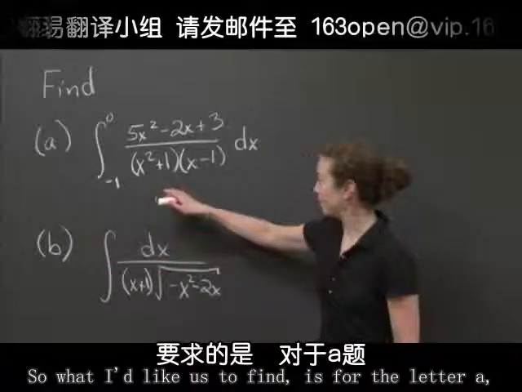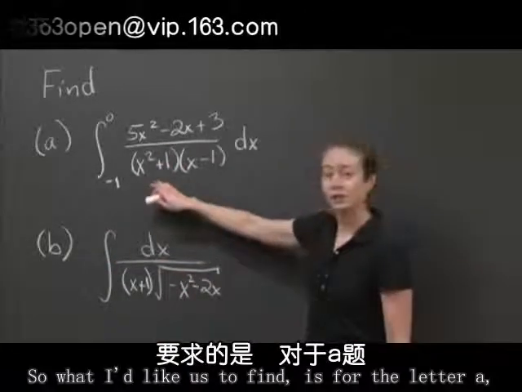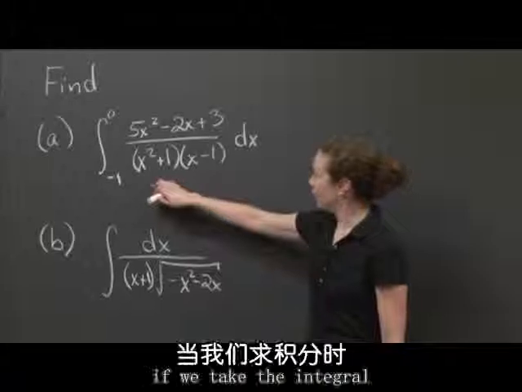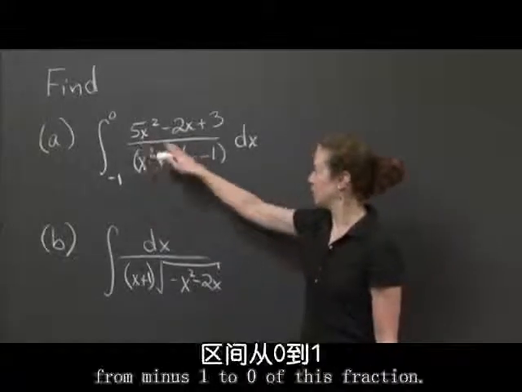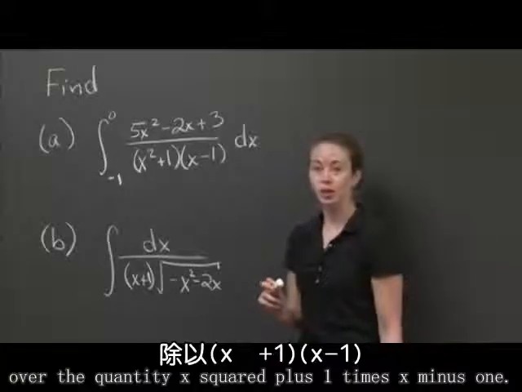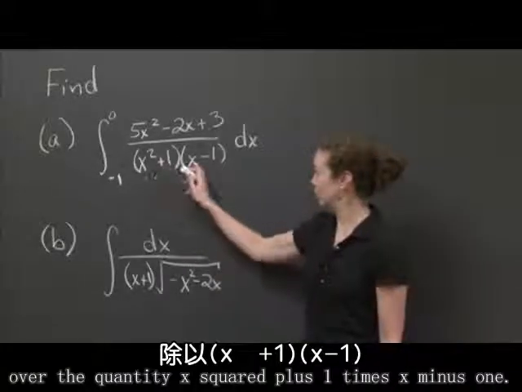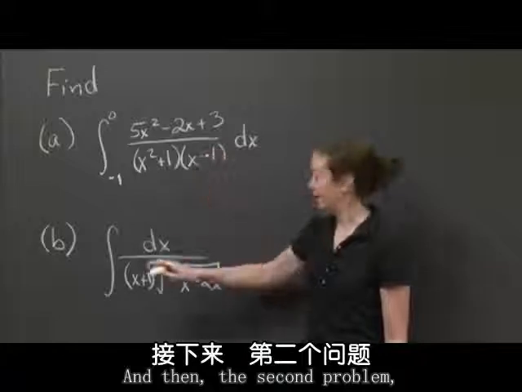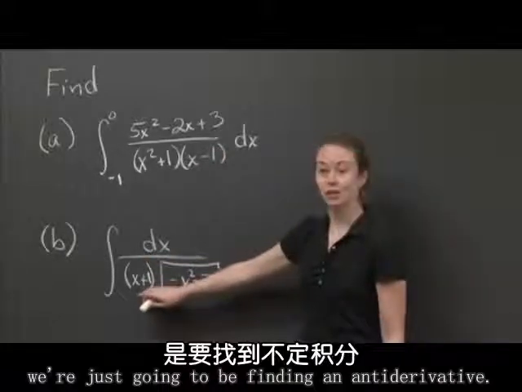So what I'd like us to find, for the letter A, is an actual value. If we take the integral from -1 to 0 of this fraction, 5x squared minus 2x plus 3 over the quantity x squared plus 1 times x minus 1. And then the second problem, we're just going to be finding an antiderivative.